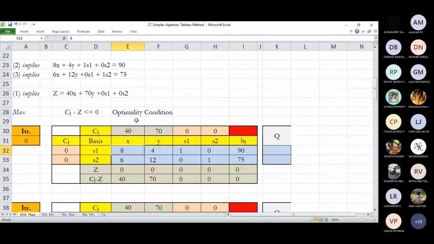Then the constraints. 8 into x, 4 into y, 1 into s1, then 0 into s2 equals the right hand side coefficient, which is 90. Similarly, this is equation 2: 6x, 12y, and 0 s1 and 1 s2 equals 75. This is the right hand side coefficient for equation 2.